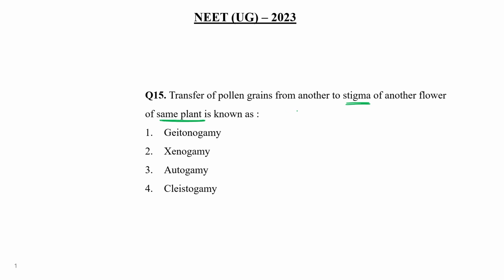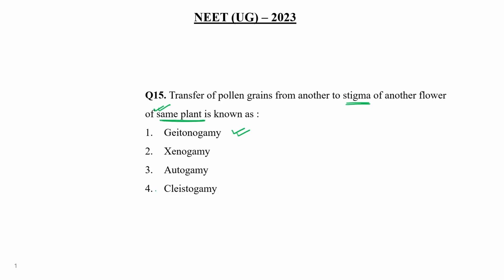Just take 5 seconds and then tell me the answer. If the plant is the same, there are mainly 3 types of transfer mechanism: autogamy, xenogamy, and geitonogamy. Transfer of pollen from one flower to another flower of the same plant, that time we can use the term geitonogamy. If transfer of pollen occurs in the same flower, then autogamy.